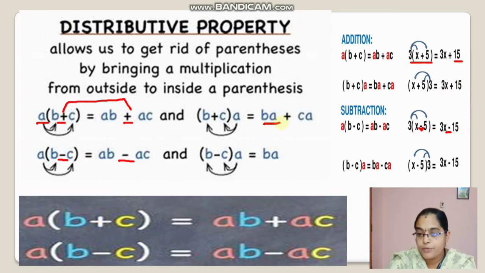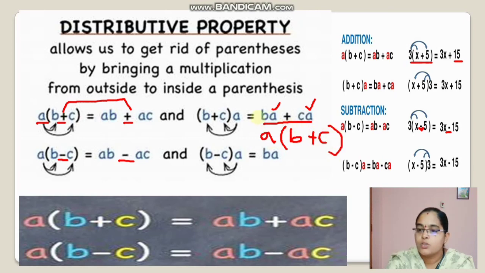See, suppose we have BA plus CA. We need to observe this clearly: in the first term we have A, and in the second term also we have A. So from these two terms we can take this A as common out. In the first term we have B, in the second term we have C, and in between these two we have plus. So BA plus CA is nothing but A into B plus C.